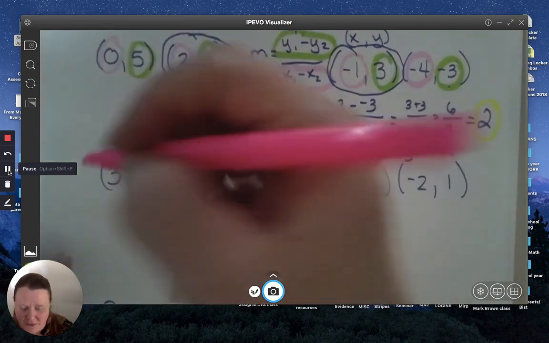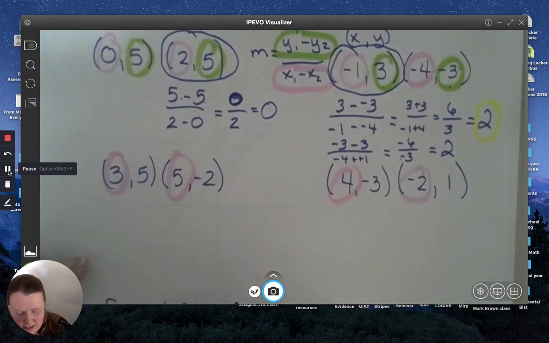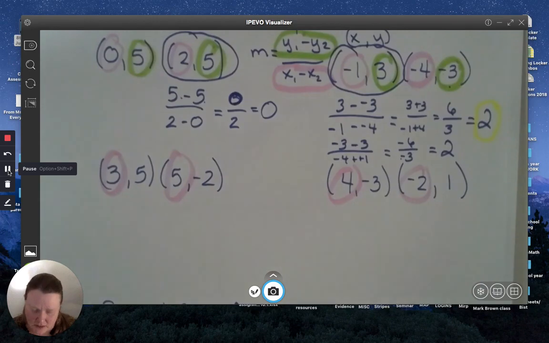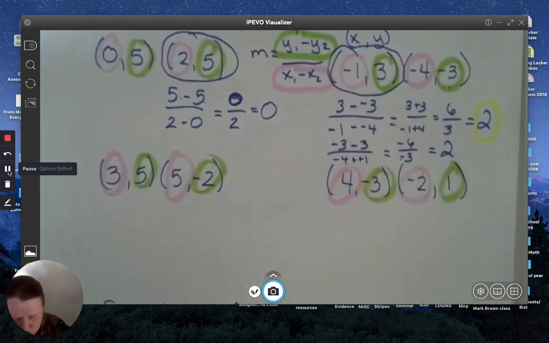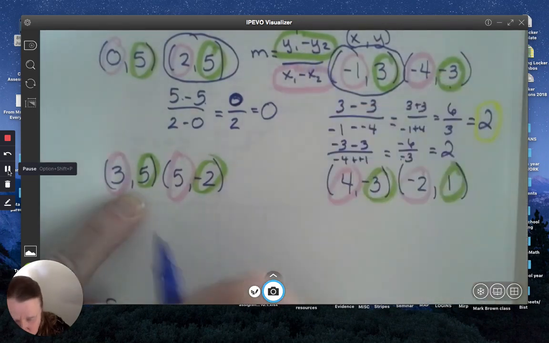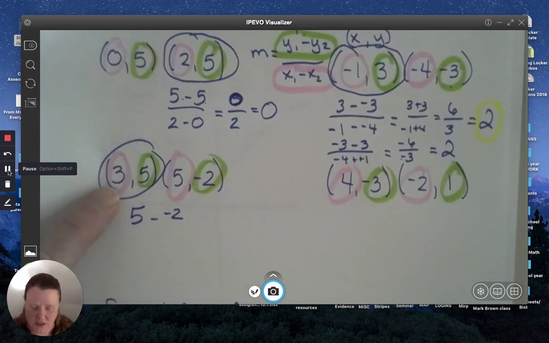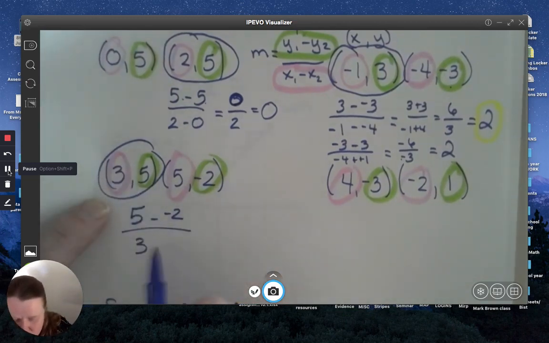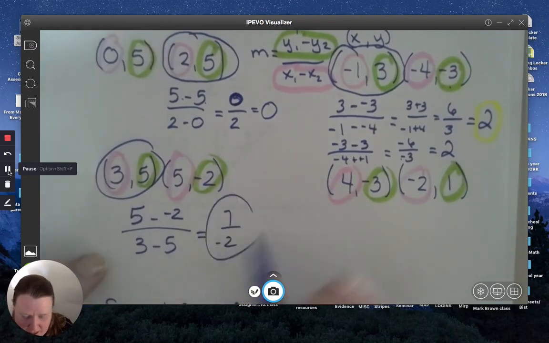So again, my first step on every problem is to go ahead and get my highlighter out and highlight the parts that I know are x's and highlight the parts that are y's so that I can keep track of them in the equation. And so we're going to do that together. Y's go on top. So I'm going to do 5 minus negative 2 because I chose this one to go first. And then 3 minus 5, and then I do the calculator work or the work in my head.